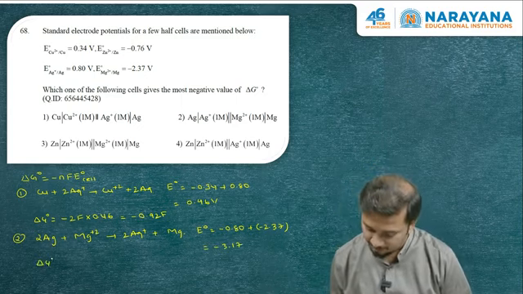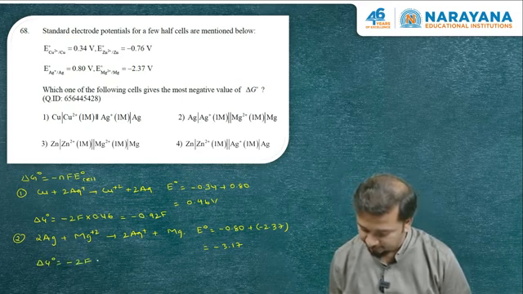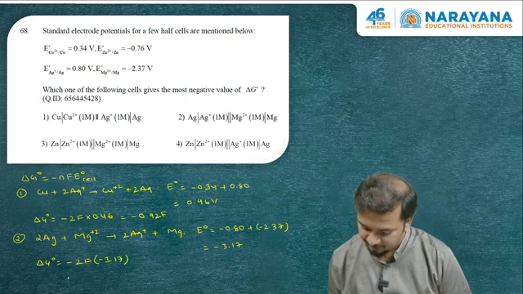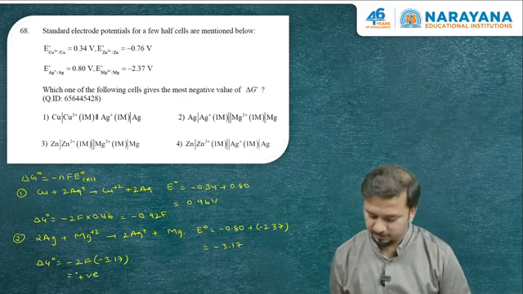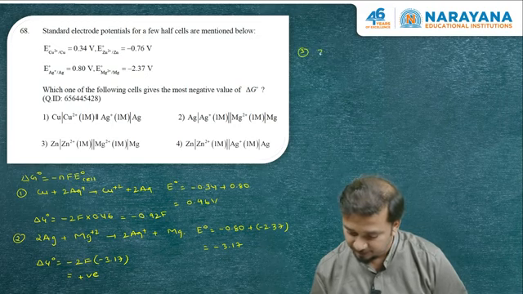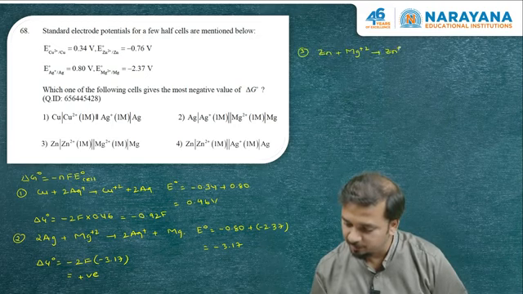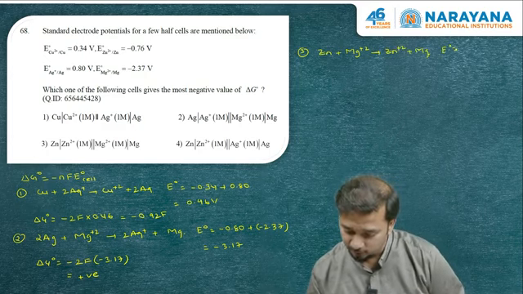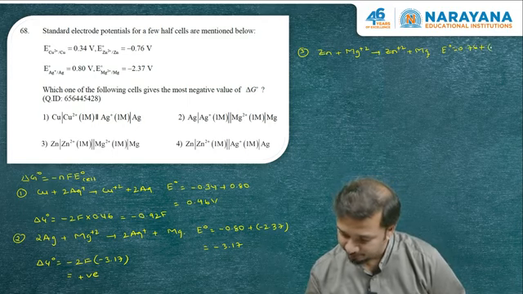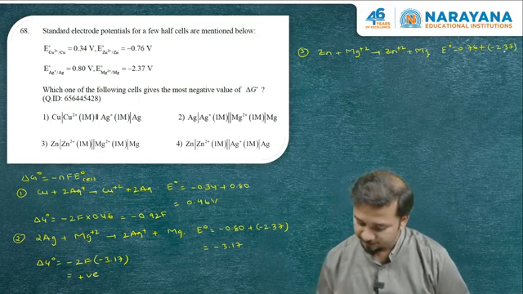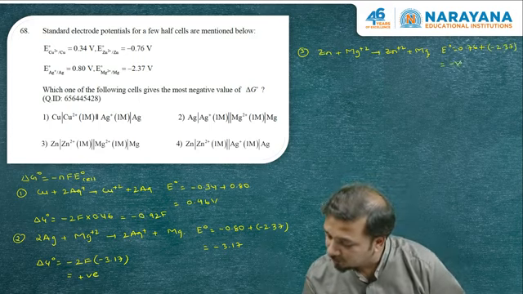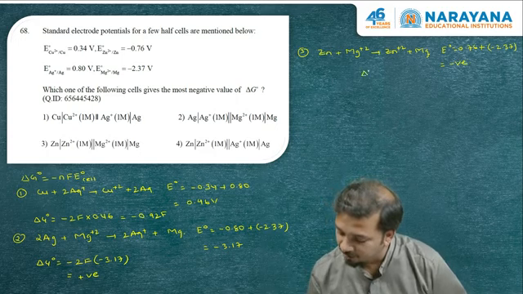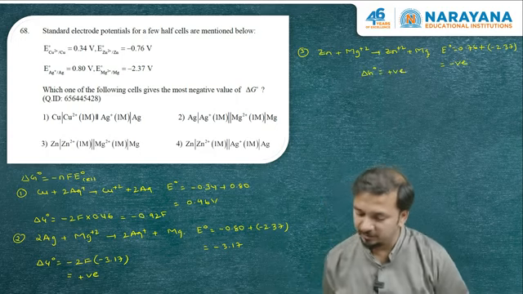So delta G naught will be equal to minus of 2F into minus 3.17. So this is going to be a positive quantity. Third one is Zn plus Mg2+ becoming Zn2+ plus magnesium. E naught for this reaction will be equal to 0.76 plus Mg2+ to Mg is minus 2.37. So this quantity is coming out to be negative. So delta G naught in this case will also be a positive quantity.